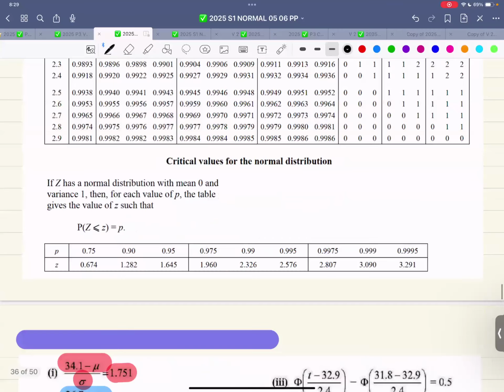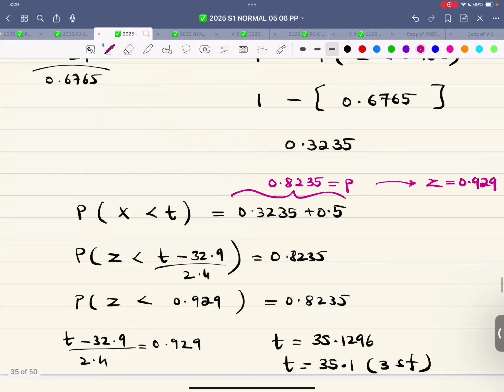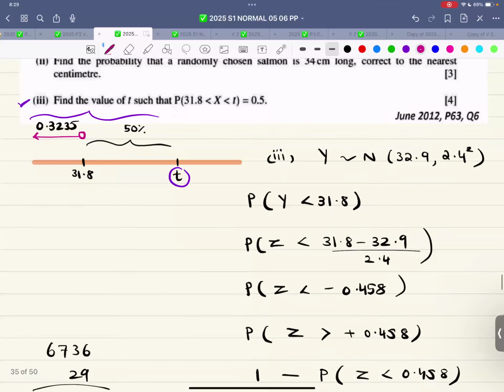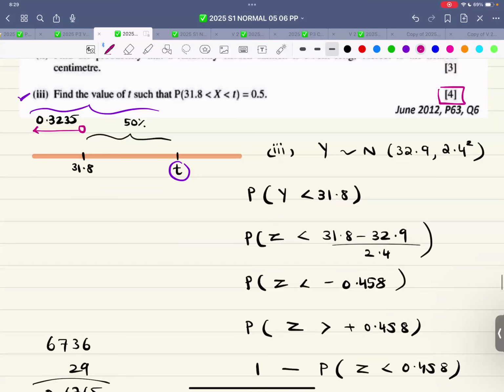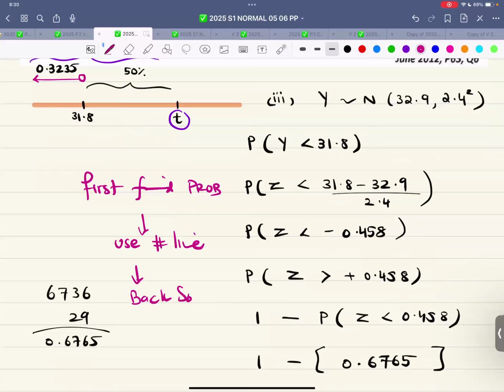Let's double check the working. And this is 35.1. Now look over here. They have done this thing in a slightly different way. The way that I have worked out using number line is straightforward. Yes, they have given you 4 marks. So of course, first of all, you have to use one of the basic rules. First find probability, and then use number line, and then use back solving to find the answer.